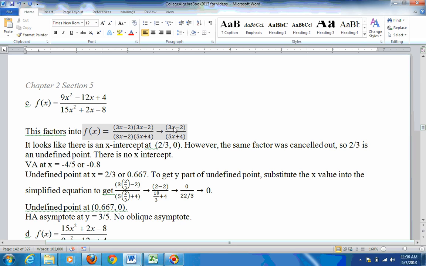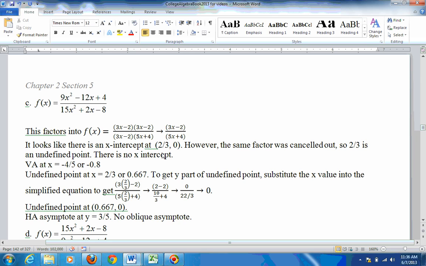The value that makes 3x minus 2 equal to 0 is 2/3. Just set 3x minus 2 equals 0, you get 2/3. So 2/3 is actually the undefined point, not an x-intercept. And since there's no other term up here, there is no x-intercept. To get the y part of the undefined point, just substitute the 2/3 back into the simplified expression and you'll get 0. So that means there's an undefined point at 0.667, in other words 2/3, comma 0.